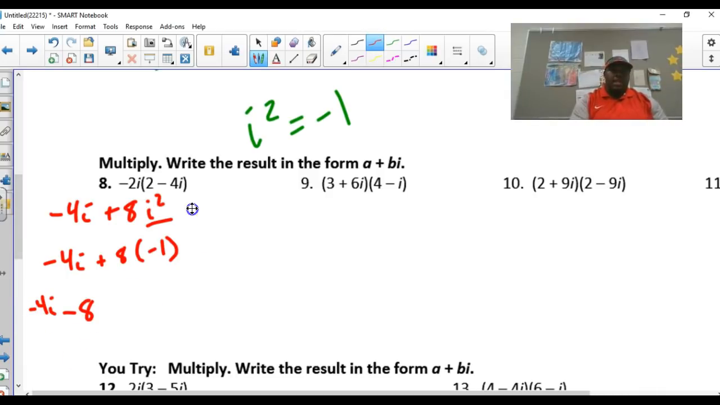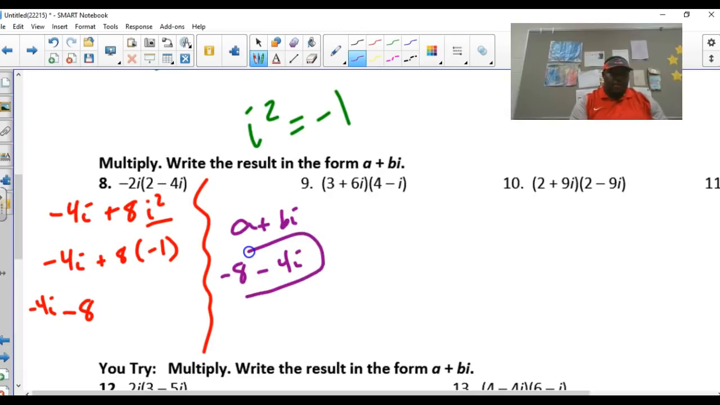Now, the last thing I want to point out to you is this. Remember the standard form rule, a plus bi? All right, well, we're going to write this in standard form. Standard form, remember the imaginary part, the -4i will come last. So we have -8 minus 4i. All right, this is in standard form right here, okay? So this is going to be the solution set for number 8. All right, -8 minus 4i, okay?